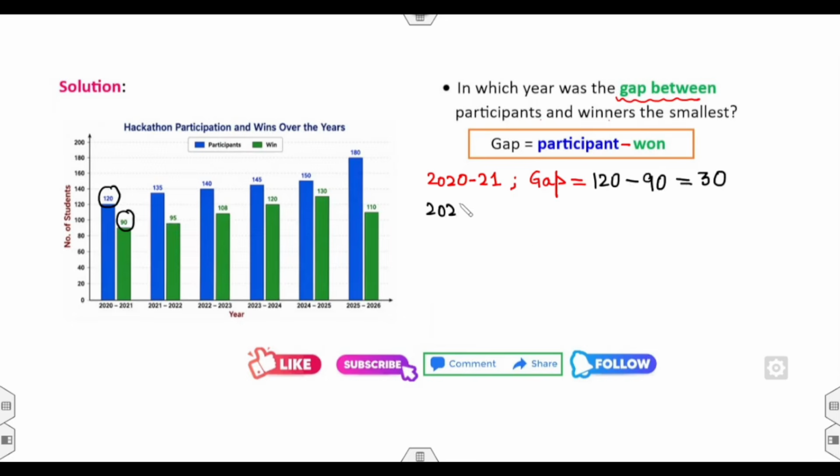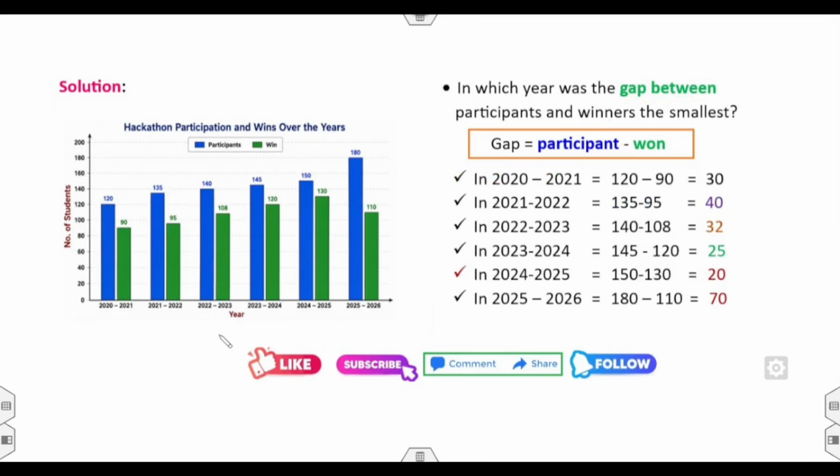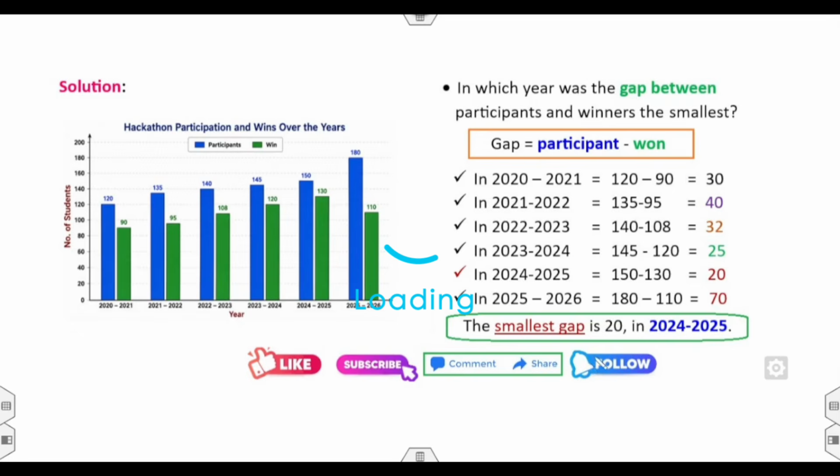Similarly, you can find the gap for 2021 to 2022. What is the gap? You can see 135 minus 95. So you will get 40. Similarly for the year 2022, 2023 and so on. My target is to find the smallest gap. Which one is the smallest? 20 is the smallest gap, corresponding to the year 2024 to 2025.